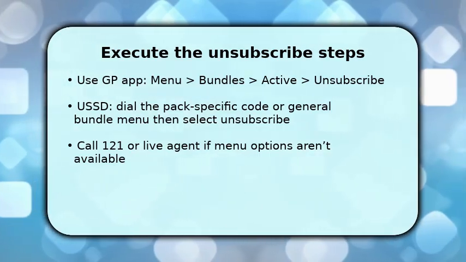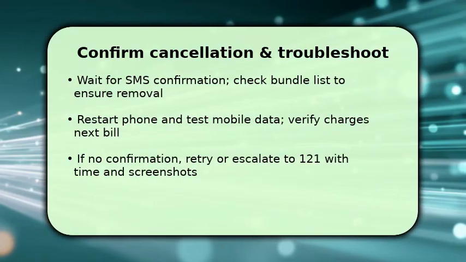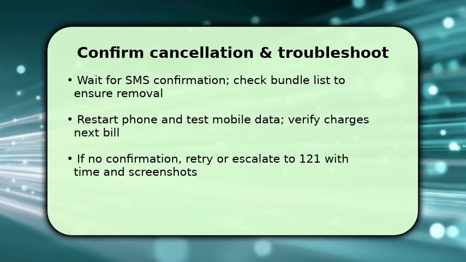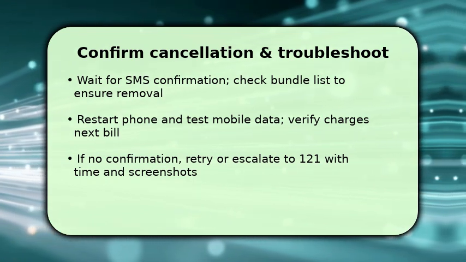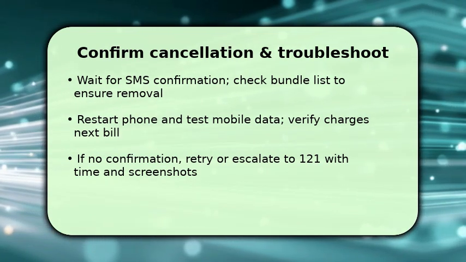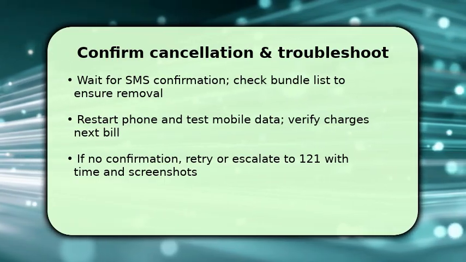You finish by watching for an SMS that confirms the pack cancellation, and then checking the GP app or USSD bundle list to ensure it's gone. Once confirmed, restart your phone and test mobile data to verify the pack no longer provides access.